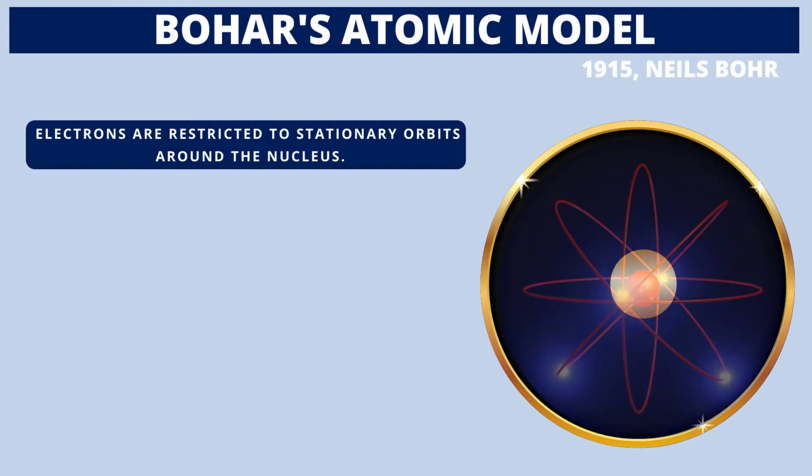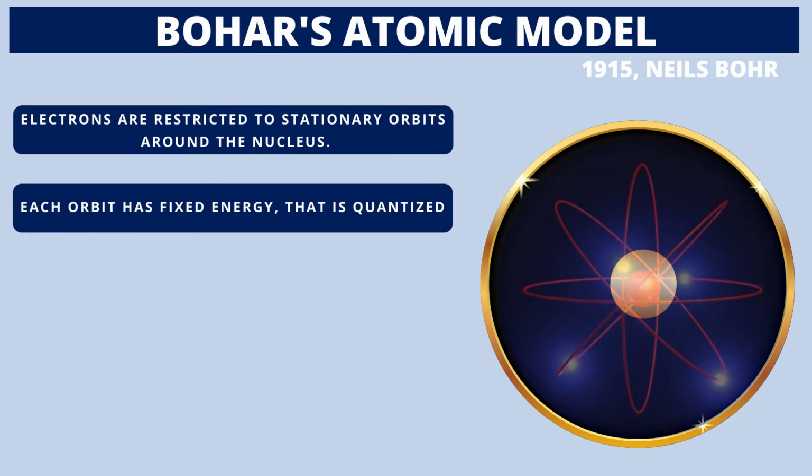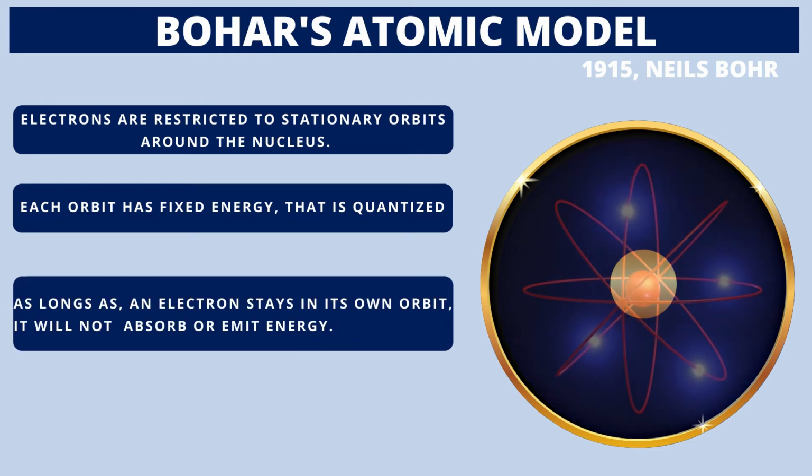In 1915, Niels Bohr described the atomic structure of an element in the light of Planck's theory of quantization. He proposed that electrons are restricted to stationary orbits around the nucleus, and electrons revolve around the nucleus in these stationary orbits only. Each orbit has some quantum number, and that's why the energy of the stationary orbits is quantized.